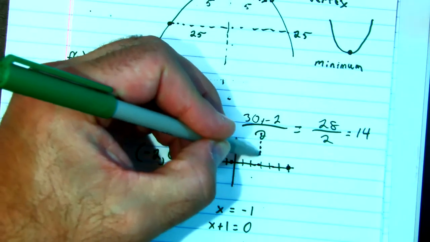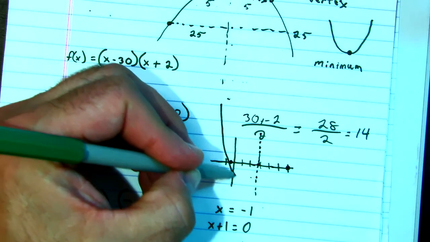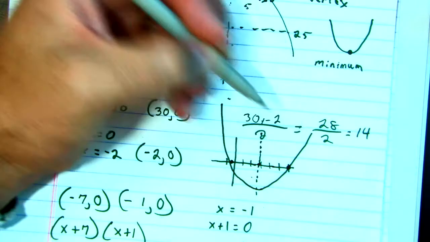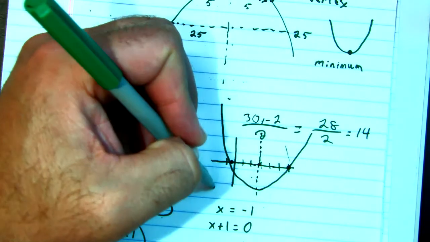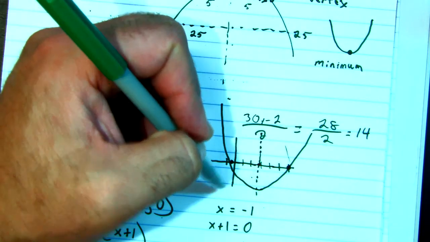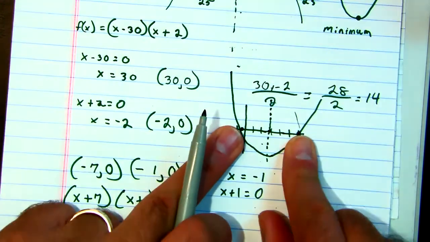This is where my parabola changes directions. Meaning if I draw it going this way, it would turn right there and go up. Or if I drew it the other way, it would go this way and turn and come down. All right? So finding the axis of symmetry, I can take the zeros, add them together, and divide by 2.